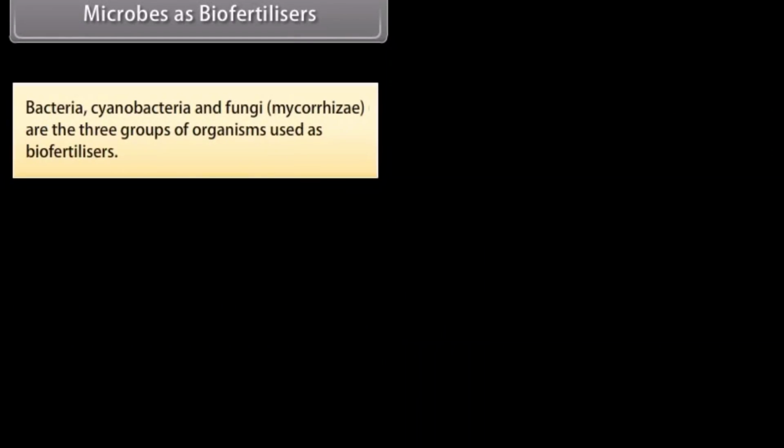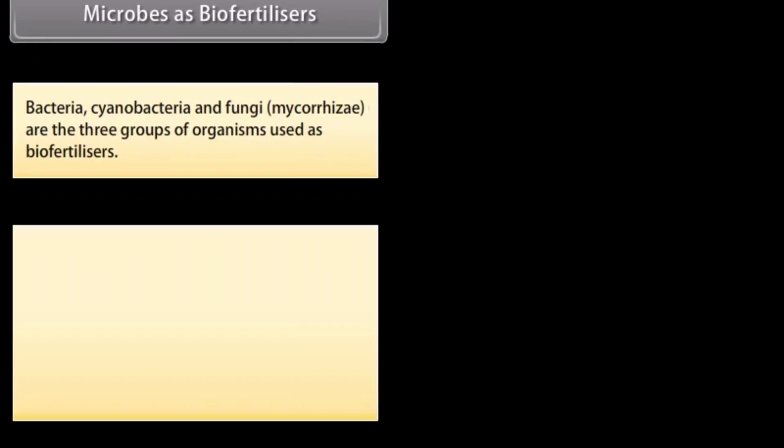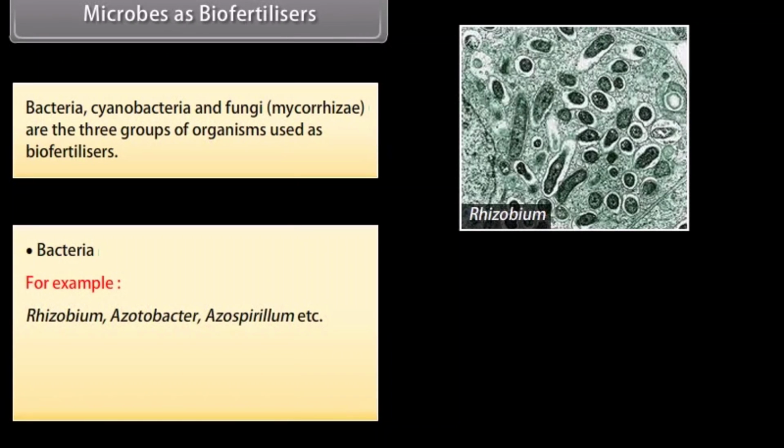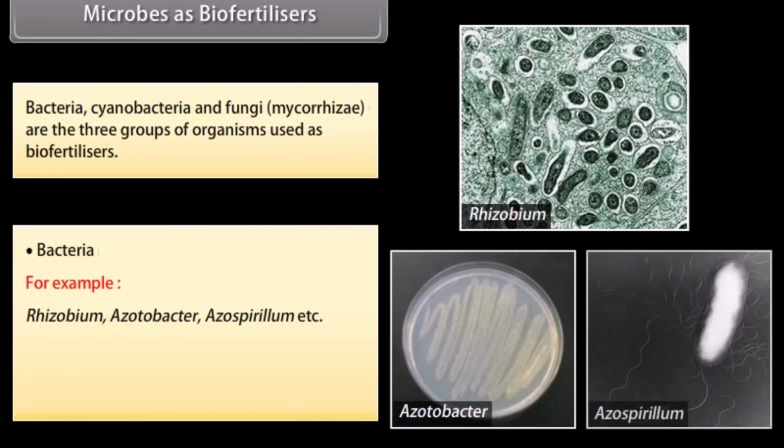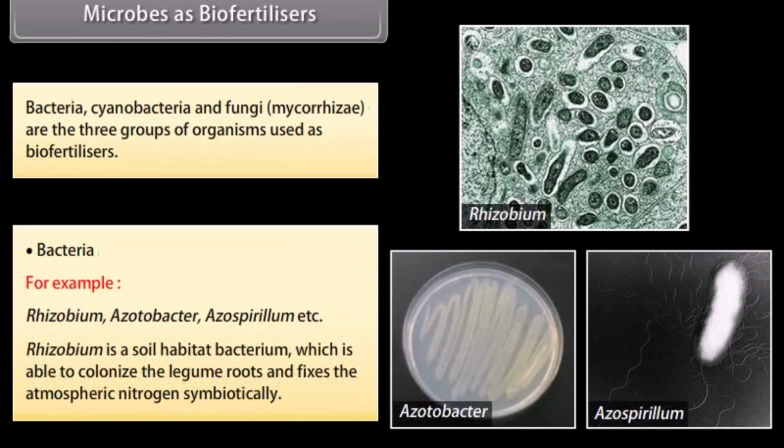Bacteria, cyanobacteria, and fungi, mycorrhizae, are the three groups of organisms used as biofertilizers. Bacteria, for example, Rhizobium, Azotobacter, Azospirillum, etc. Rhizobium is a soil habitat bacterium which is able to colonize the legume roots and fixes the atmospheric nitrogen symbiotically.